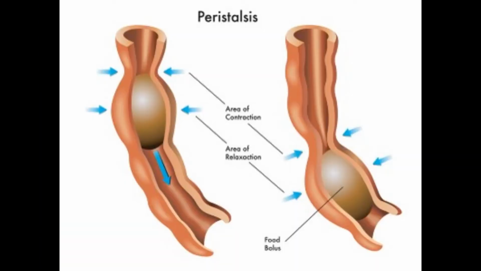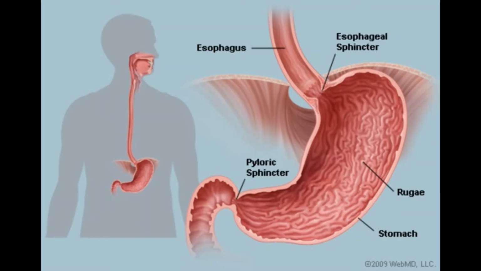Peristalsis is the alternating contraction and relaxation of smooth muscle along adjacent points, which pushes food down the esophagus. When the food or bolus reaches the end of the esophagus, the lower esophageal sphincter opens to allow food into the stomach and then closes to prevent regurgitation.